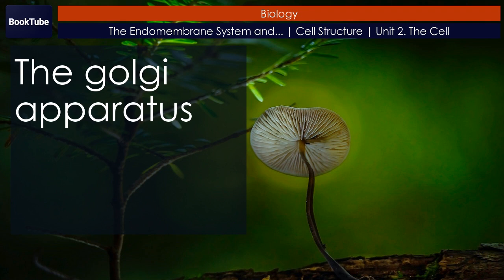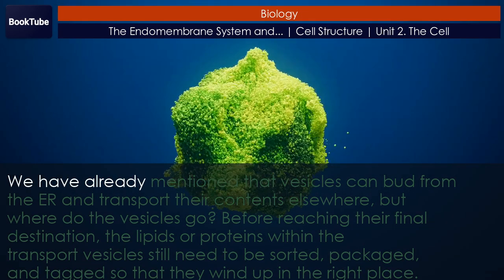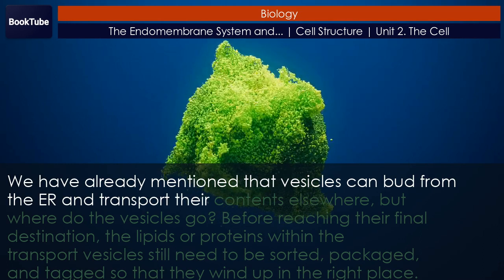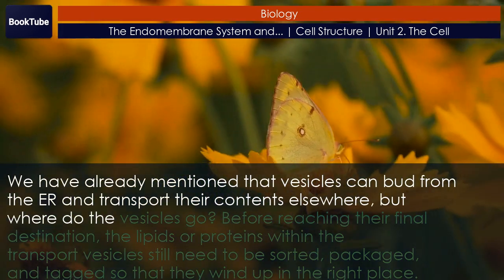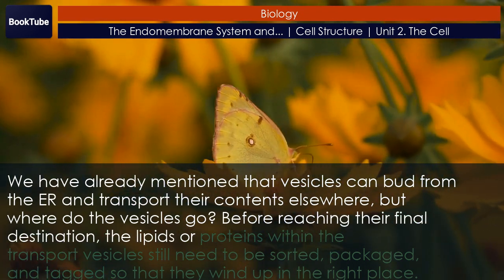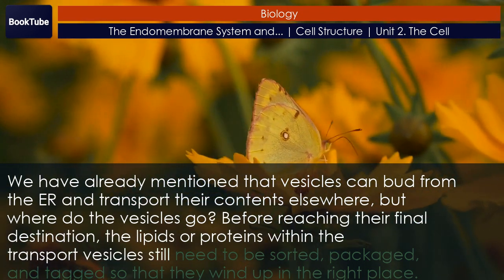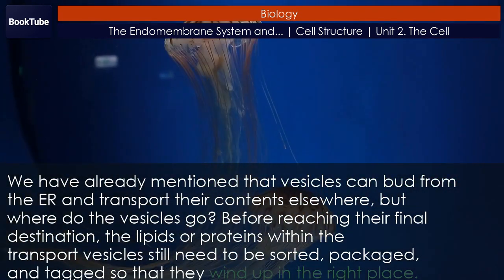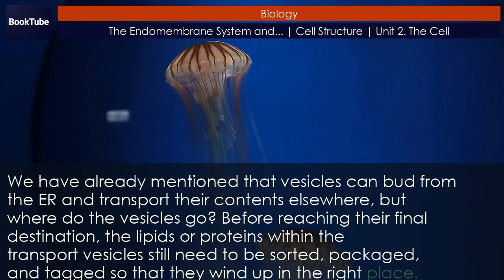The Golgi apparatus. We have already mentioned that vesicles can bud from the RER and transport their contents elsewhere. But where do the vesicles go? Before reaching their final destination, the lipids or proteins within the transport vesicles still need to be sorted, packaged, and tagged so that they wind up in the right place.